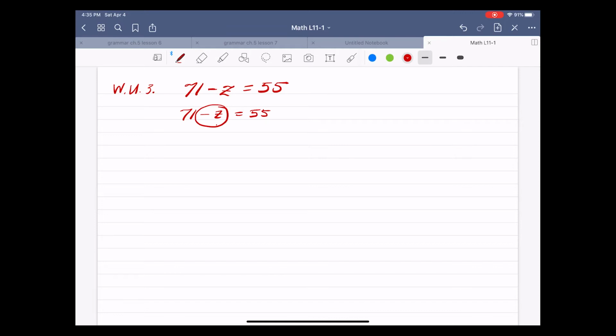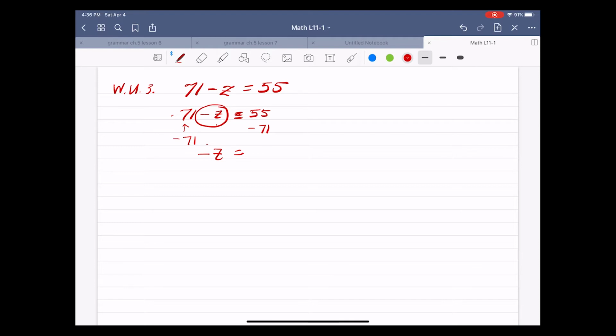This 71 is a positive 71. How do I know that? There's not a negative out here in front. Okay, it's positive. So I'm going to subtract 71. If I subtract 71 from the left side of the equation, I have to subtract 71 from the right side of the equation. So now I have negative z equals 55 minus 71.